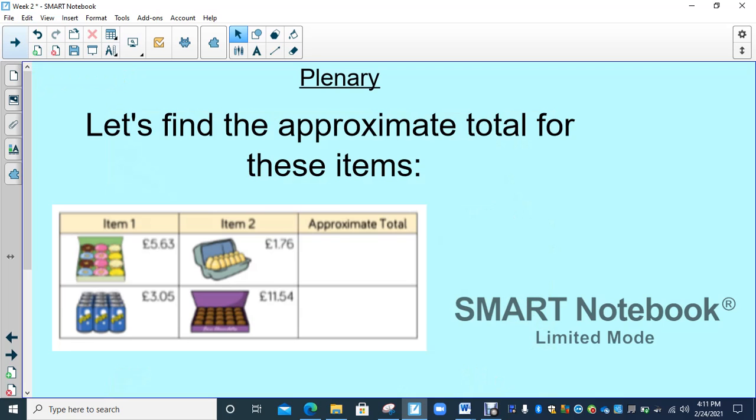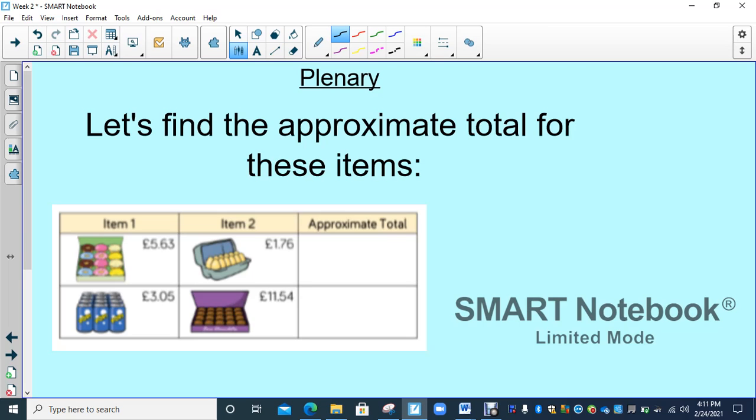Okay, now well done guys, we're going to go for our plenary now. So if you finish the sheets, great job, this is our last question together. So let's find the approximate total for these items. Now once again, we are estimating, we are rounding to the nearest pound. So, donuts, lovely. This is making me hungry.